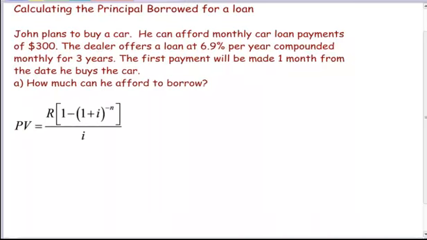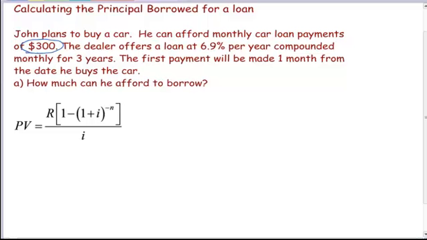This video clip is going to deal with calculating the principal, so the present value of an annuity. In this question here, I've got John plans to buy a car. He can afford monthly car loan payments of $300. You're given some information here about the amount of the payment, which would be the R value.